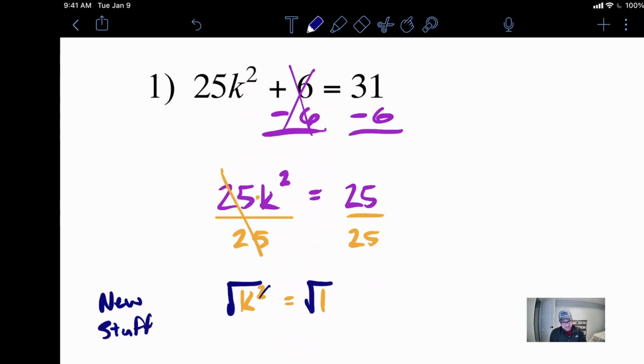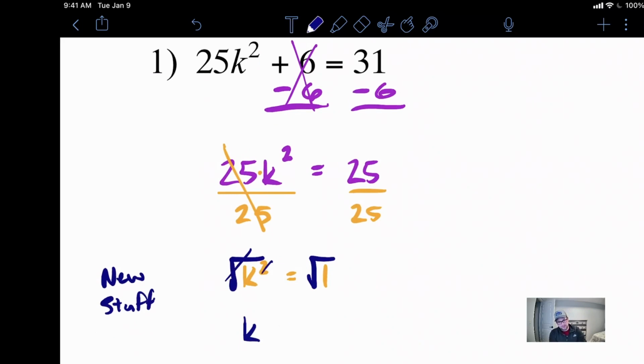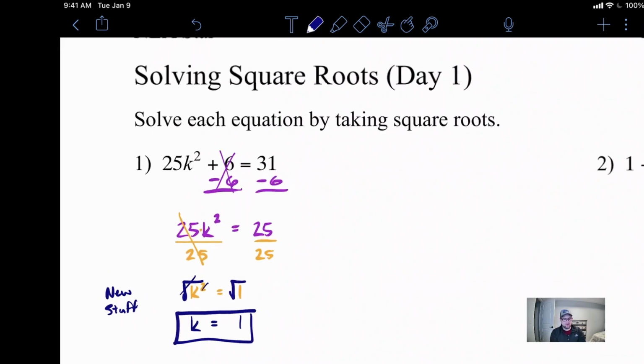Now, that's going to mean these two pieces are going to cancel each other off, and we're just going to be left with k. Now, the square root of 1 is 1. And just like that, we're done. Nice job, guys. So we'll take that and run with it.